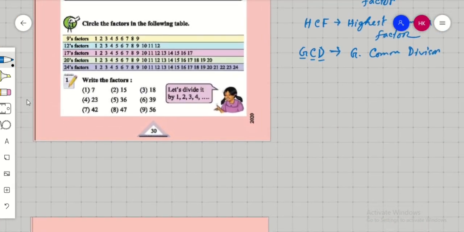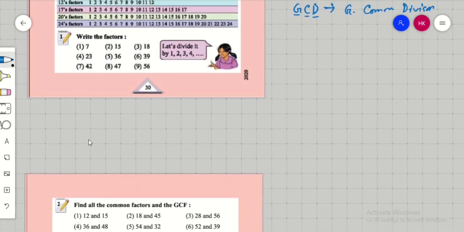First, we just see another thing. What are the factors of 7? The factors of 7 are 1 and 7 only. There are no other numbers by which we can divide it. That means 7 cannot be divided by 2 or 3 or 4 or 5 or any other number. 7 is divisible by 1 and 7 only. So the factors of 7 are 1 and 7. Besides, 7 is a prime number.